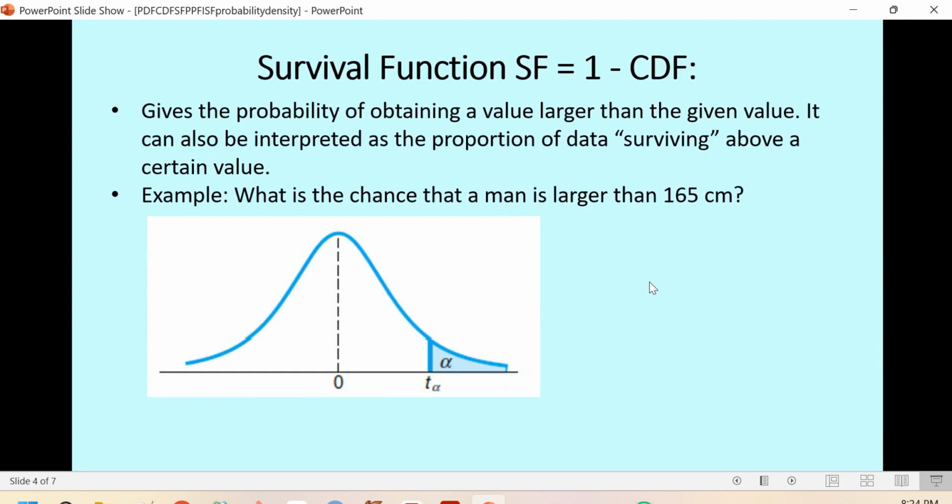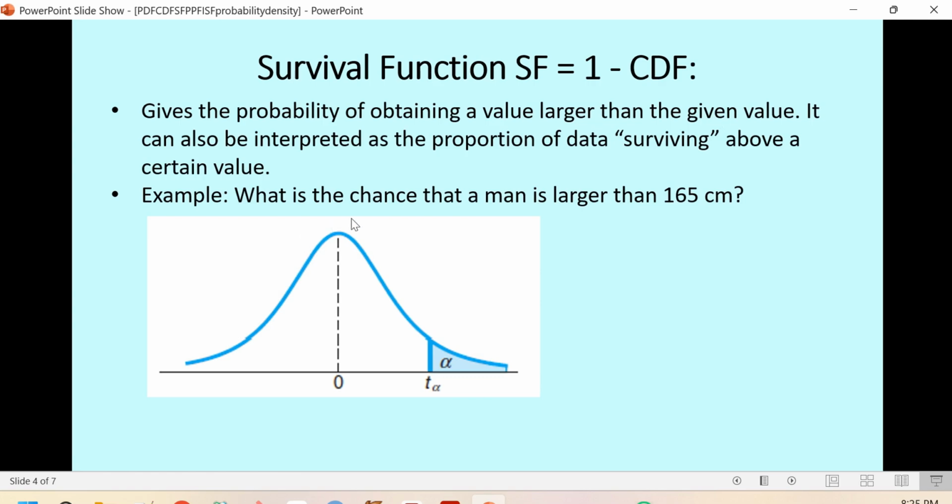So the next one is not very common or very frequently used, but it is quite simple. This is called the survival function, or SF, and this is 1 minus CDF. So this is the opposite of the CDF. It can be interpreted as the proportion of data surviving, or say the probability from this density curve that's larger than a critical value or given value.